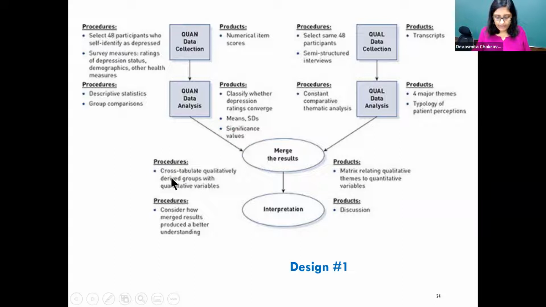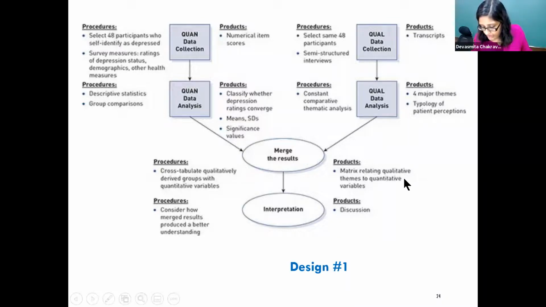What did they find? They cross-tabulated qualitatively derived groups with quantitative variables. If you know what is cross-tabulation, you kind of fit in a table where someone goes in terms of what they're looking for. They also consider how merged results produced a better understanding. So, just not looking at their health records or just not doing the interviews, but they brought both of them together.